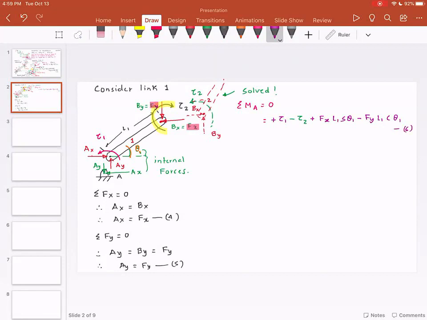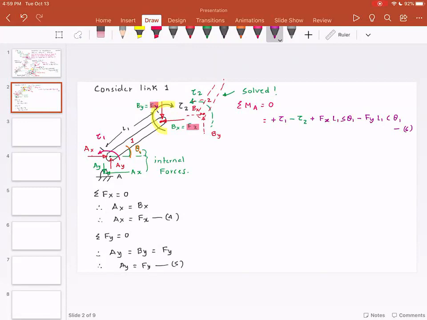Now, if you recollect, we have 6 equations and we have 6 unknowns: ax, ay, bx, by, tau 1, tau 2. So that is how you would get the forces. Now the next question is, and Jade, I will try to answer your question in just a second. Let me finish this discussion.